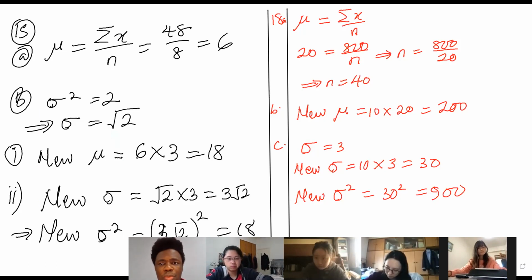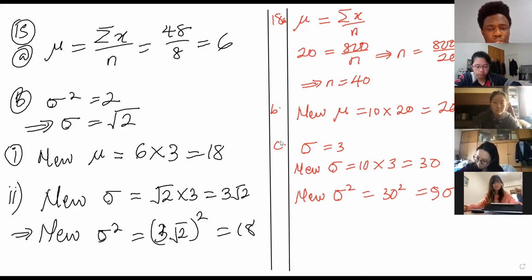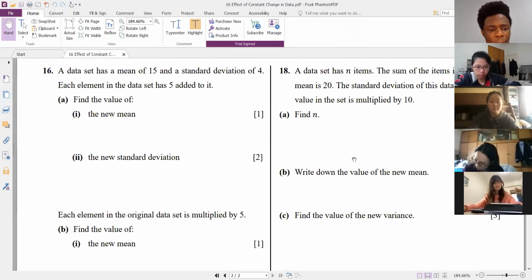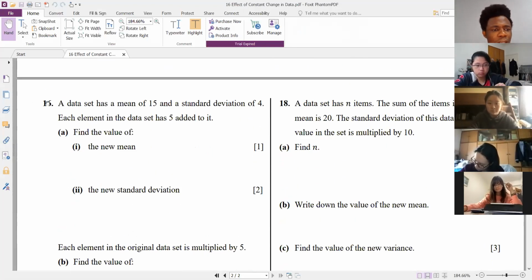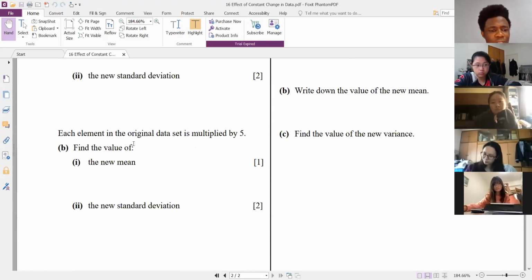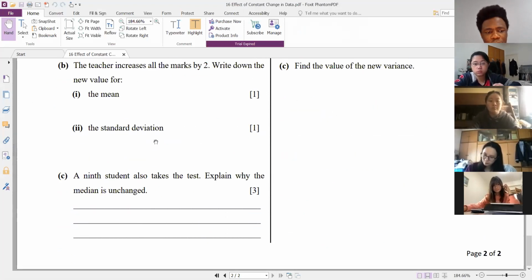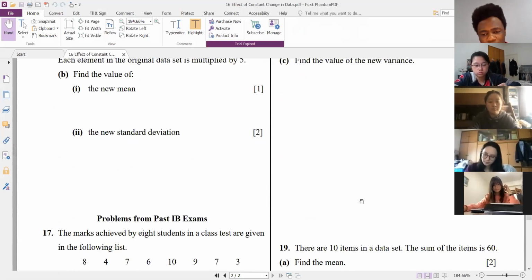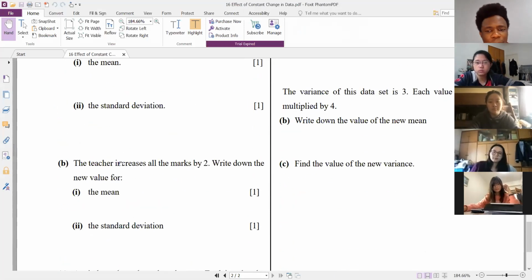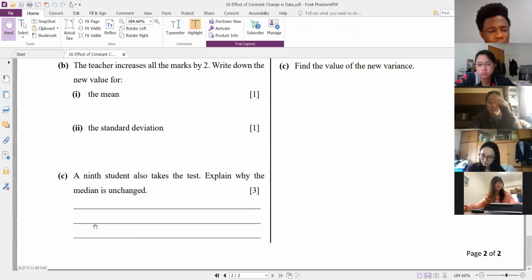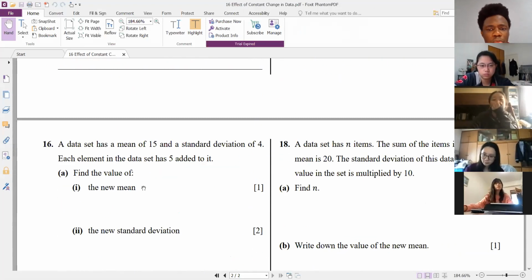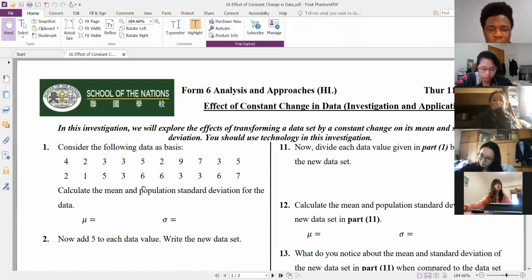So I leave you with the rest of the questions in the worksheets. Very sweet questions. It's the same thing again and again. A data set has a mean of that, a standard deviation of that, 5 is added. Of course, this is easy, okay? Questions 17 to 19 are from the IB exam. We've just done 18 together. So please make sure you attempt 17 and 19 and write the comment here, okay? If you're not sure of what you have written, please send me a WeChat message.